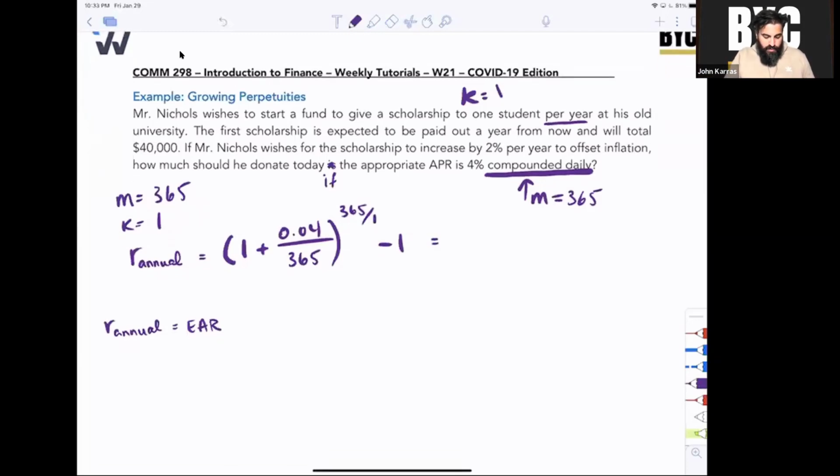So now if we punch this into our calculators, you'll get something like 0.04081.